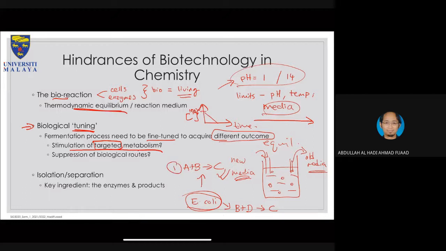Okay. So if you want to do this and that simultaneously, you might say this one works at pH equals 4, then you get E plus B equals C, but then you can also change it to pH equals, say, 8. So slightly more, one is more acidic, one is more basic, and then you get this reaction to go smoothly. Okay, so you need to do fine tuning. And then, of course, suppression of biological routes. When you do fine tuning, if you change the pH to 4, for example, what if E. coli does not survive at pH 4? Therefore, this reaction will no longer work. Okay, so there are a lot of things that you need to play around with, that you need to optimize or tune so that you can get the results that you want.